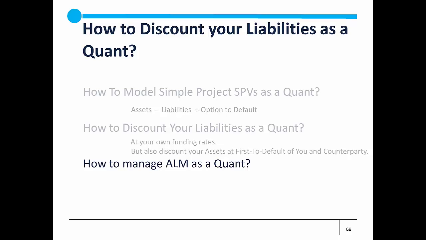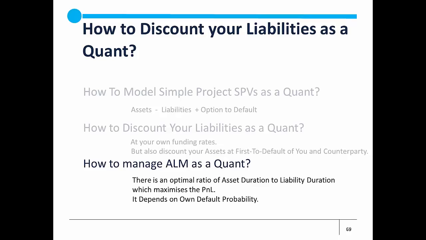So, what's the bottom line of this? How should we manage our ALM as a quant? Well, it turns out there is an optimal ratio of asset duration to liability duration which will maximize our P&L. That particular optimal ratio will be driven by our own default probability, and our own default probability in turn depends on our asset liability mix. So actually, when it comes to optimizing, this isn't a straightforward optimization process. It's actually pretty complicated. However, I think the graph that I showed on the previous page illustrates why there is this optimal ratio.